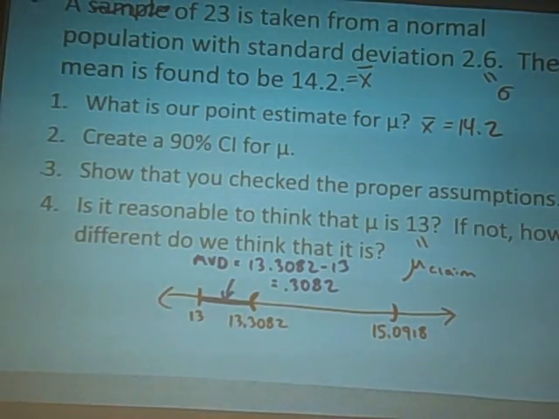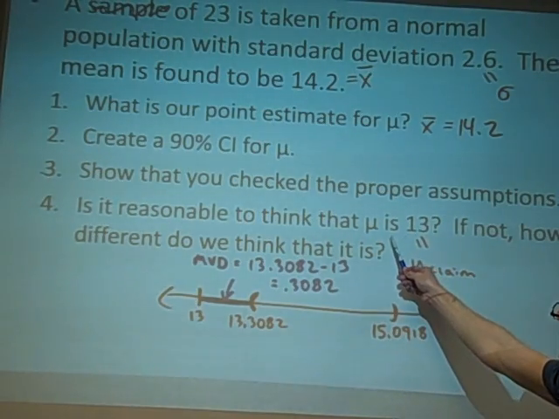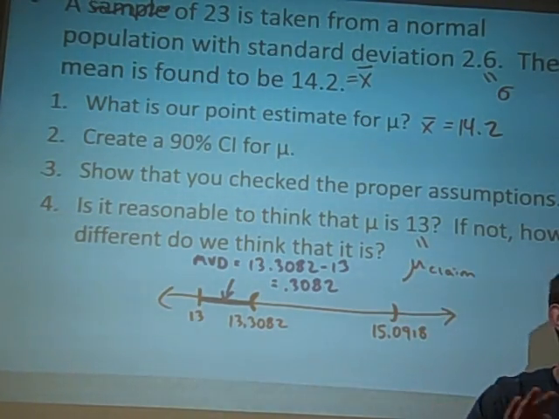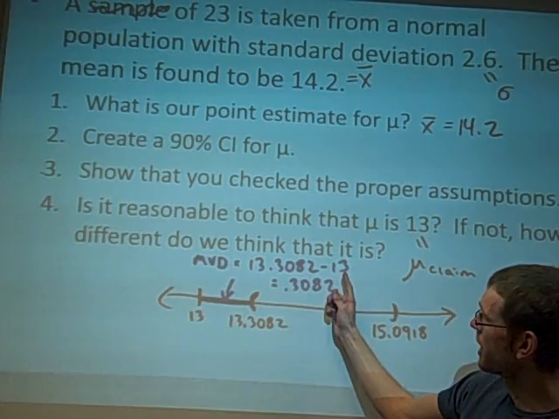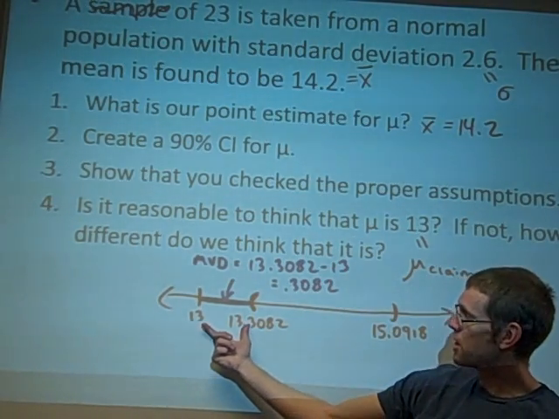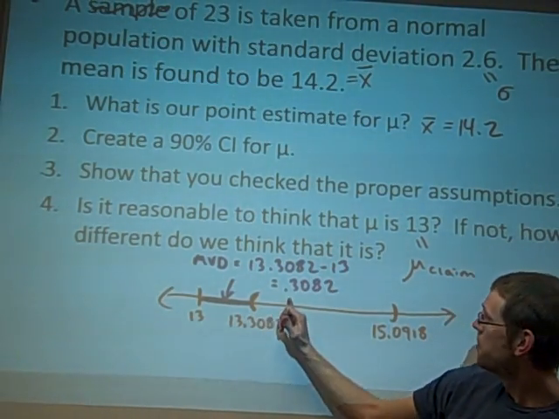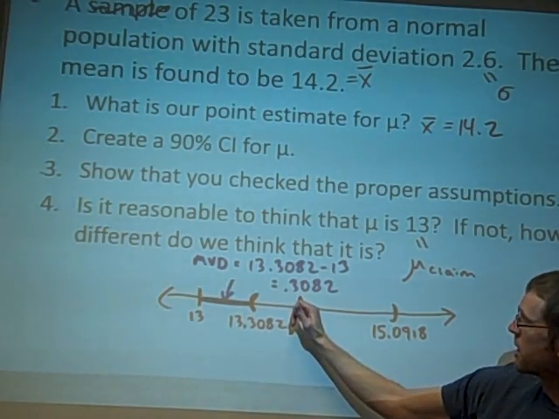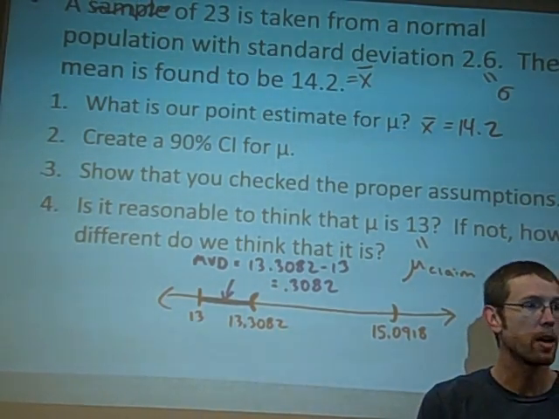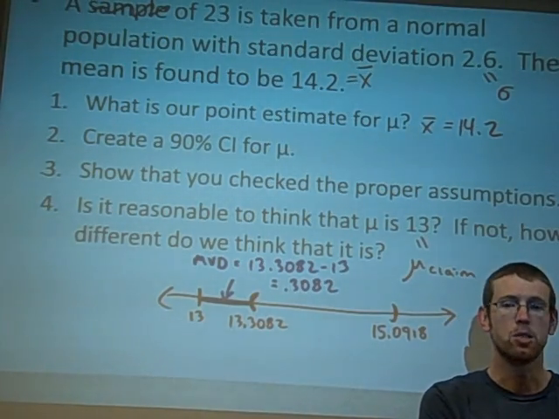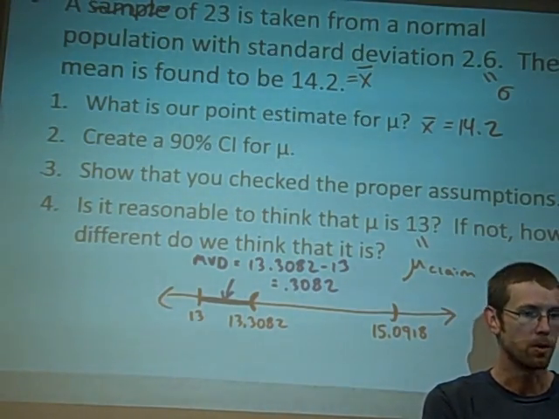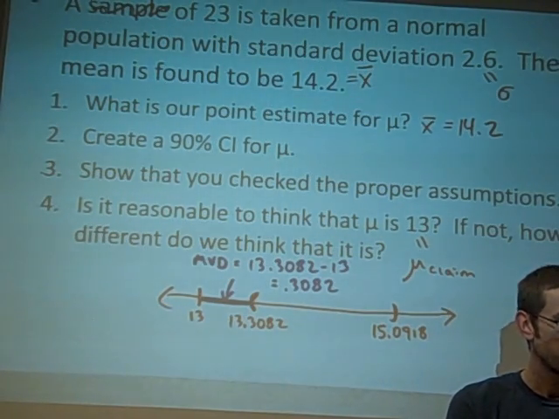Right? So putting all this together, do we think it's reasonable to think that mu is 13? The answer is no. It's not reasonable based on our results. And if not, how different do we think it is? Well, we think it's different by this amount here. And again, my drawing's not to scale. But that difference comes out to be 0.3082. So is it different than 13? Yes. How different do we think it is? We think it's different by at least 0.3082 units, whatever we're talking about here.